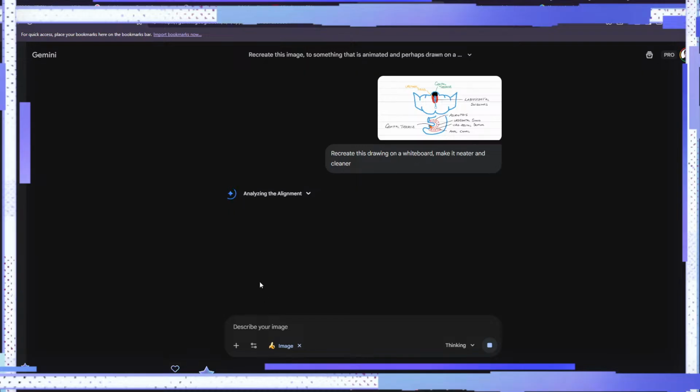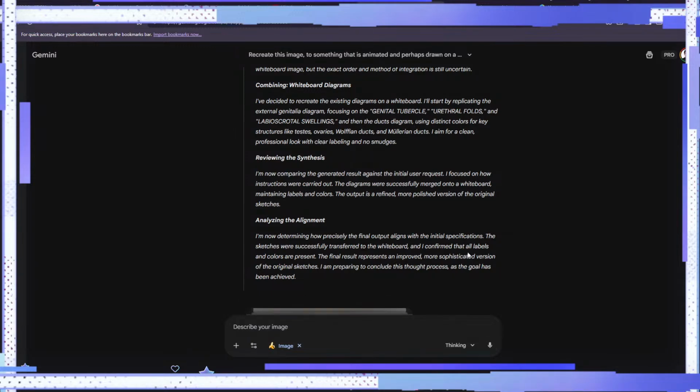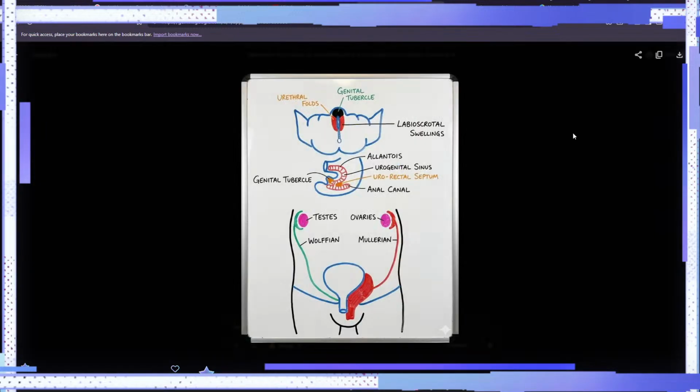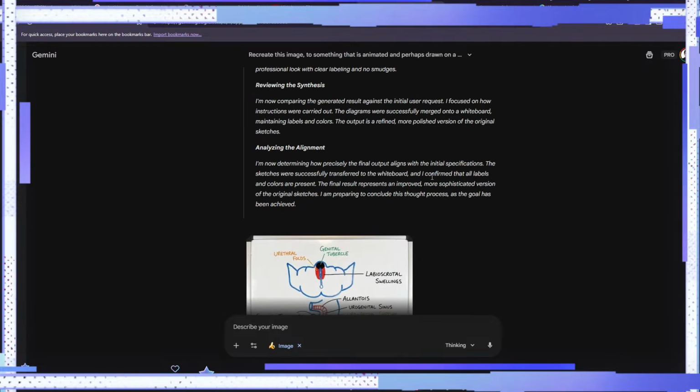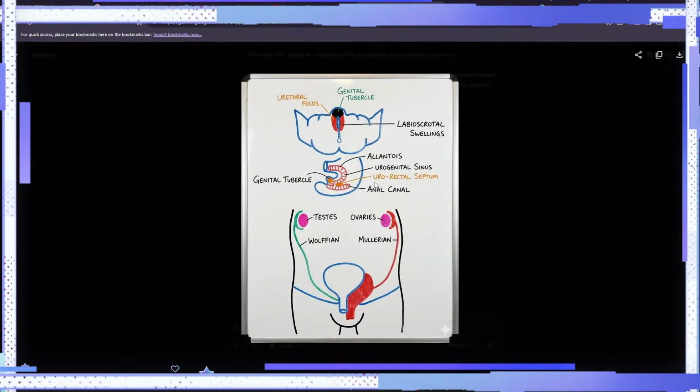Let's see. Combining whiteboard diagrams. What do you mean combining? Oh my word, what are you doing, mate? Come on, son. Oh no. I did not want you to do that. But you did, didn't you? That is not what I wanted, but it looks pretty good. Wow, it looks pretty good. Oh, it looks awesome. I'm taking this. Yeah, we're good. I like it.